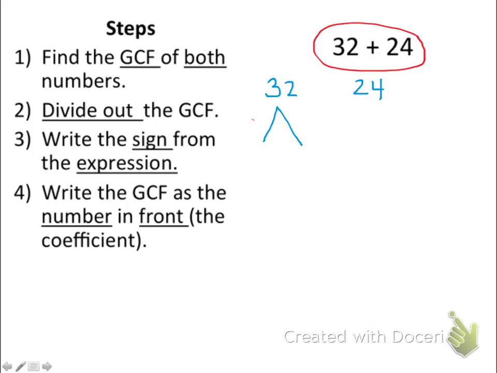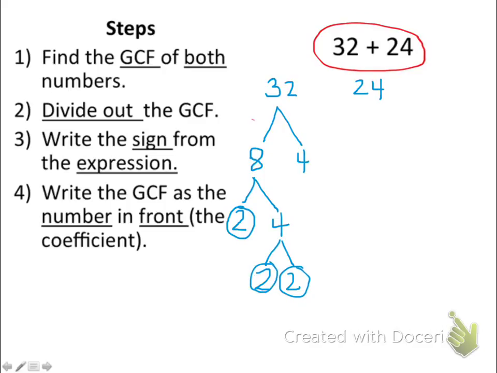Two factors that multiply together to give me 32 are 8 and 4. Neither of those are prime numbers, so I'm going to keep going. Two factors that give me 8 are 2 and 4. 2 is prime, so I'm going to circle it. 4 is composite, so let's keep going. I'll get 2 and 2. Circle both of them, and then we're done that one. Let's go back up to our 4 over here. Two numbers that give me 4 are 2 and 2. Circle them both. And now we're done with our 32.